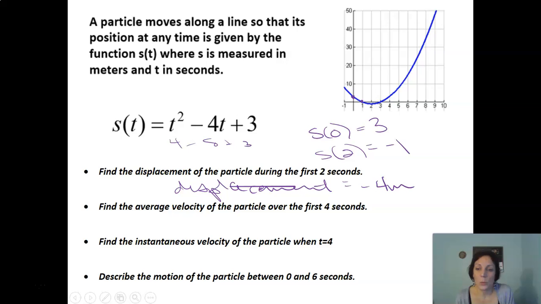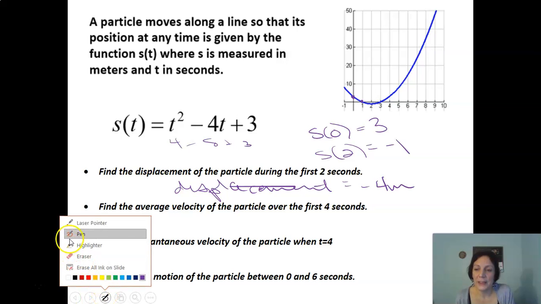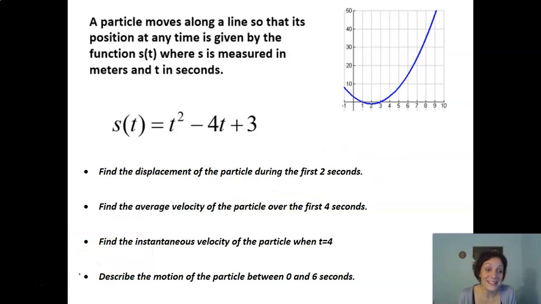When you see the word average, you think algebra every time. Every time. Do not take a derivative if you see the word average. It's an average velocity. So all I need to know over the first 4 seconds is how far did it travel and over how much time, right? I need a change in position over a change in time. My change in time is 4 seconds because it says the first 4 seconds. So all I need to know is how its position changed.